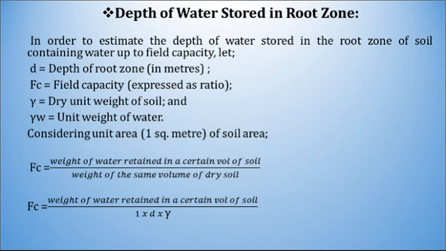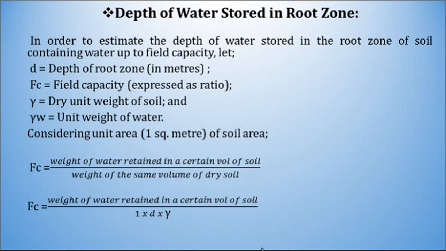In order to estimate the depth of water stored in the root zone, let us go through the derivation. In order to estimate the depth of water stored in the root zone of soil containing water up to field capacity, let small d equal the depth of root zone in meters, f suffix c equal the field capacity expressed as a ratio, gamma equal the dry unit weight of soil, and gamma suffix w equal the unit weight of water.